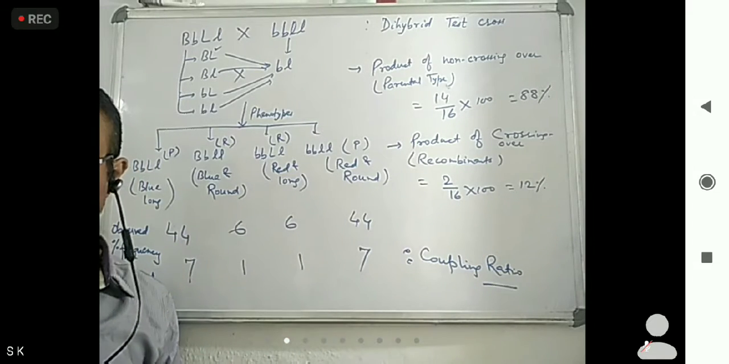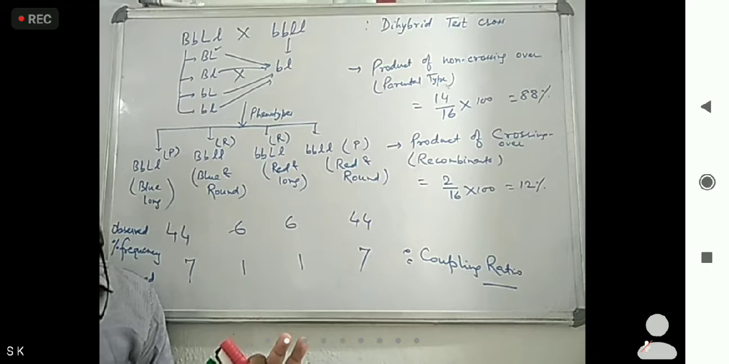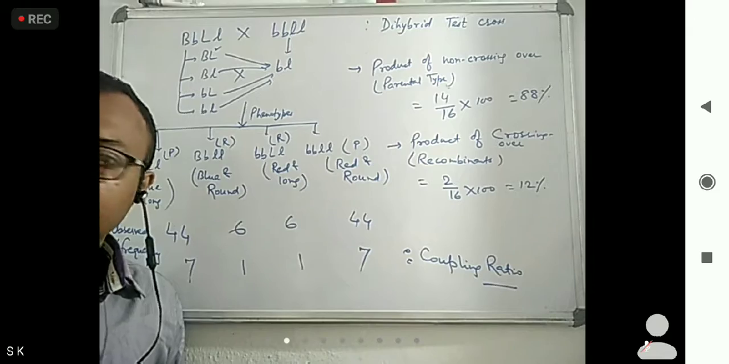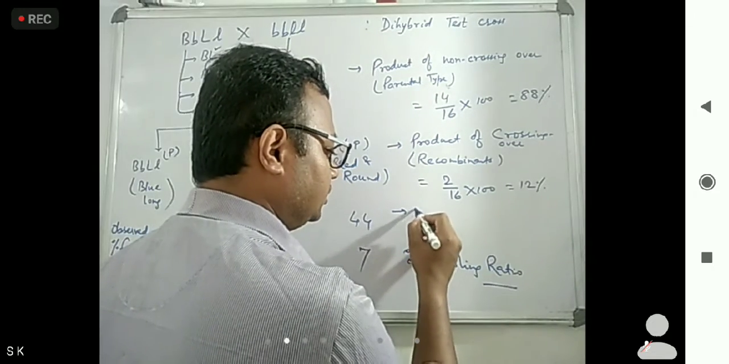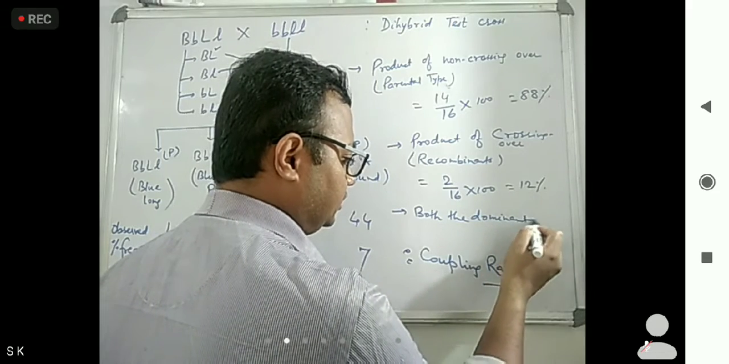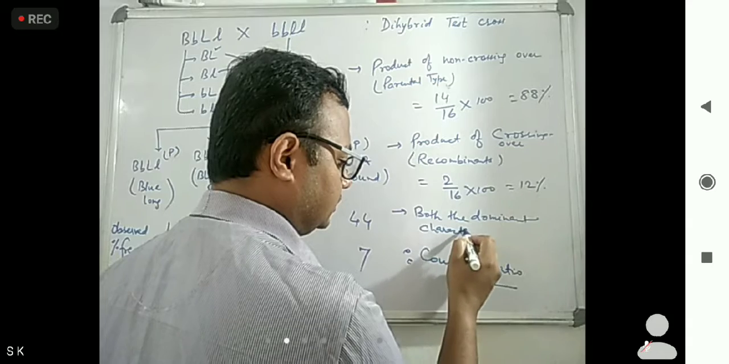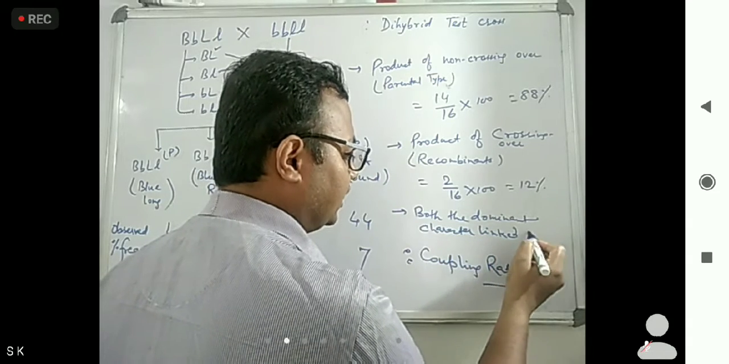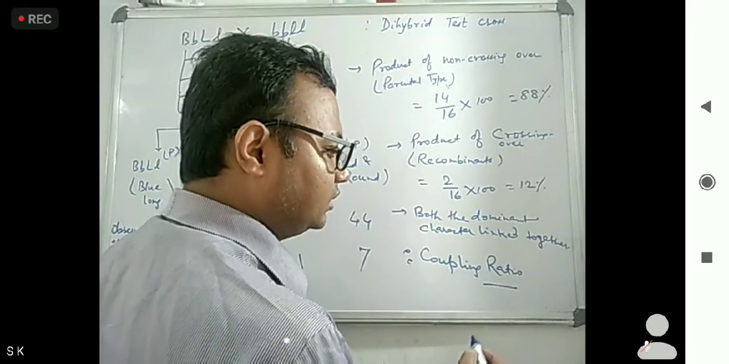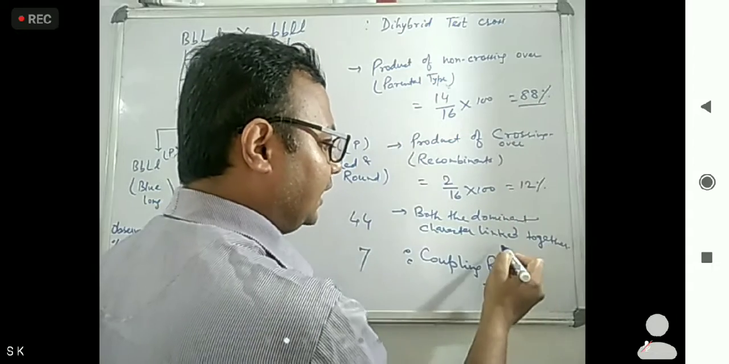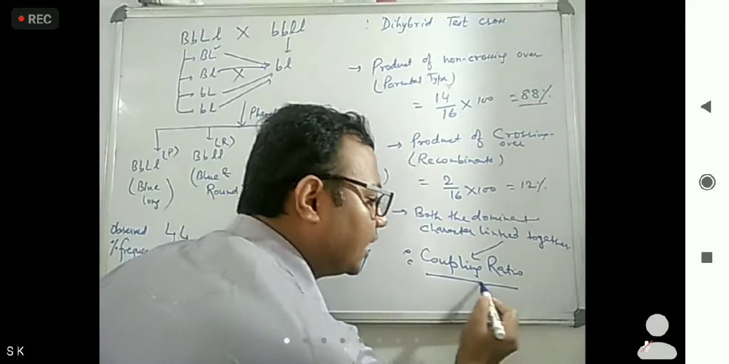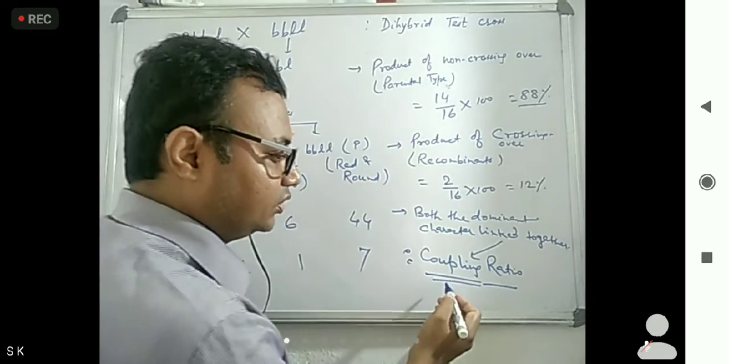So what it is showing? It is showing that both the dominant character, okay, both the dominant character are linked together. Okay, so here this is showing both the dominant character linked together. Okay, and that's why parental combination is having what? Coming more, and this is known as dominant character linked together. This is known as a couple. Couple, you know, pair. So that is known as coupling ratio.